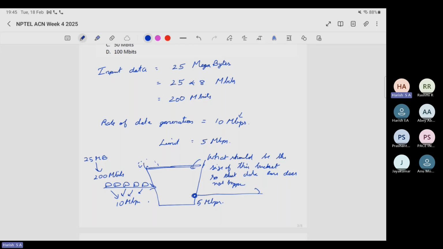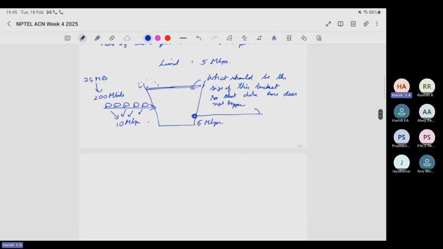Right. So to solve this, let's take the duration, or rather the burst duration. They're saying the burst is 10 MB per second. So when you consider 10 MB per second bursts for 200 megabits, the burst duration is equivalent to the data size, which is 200 megabits, divided by 10 megabits per second.